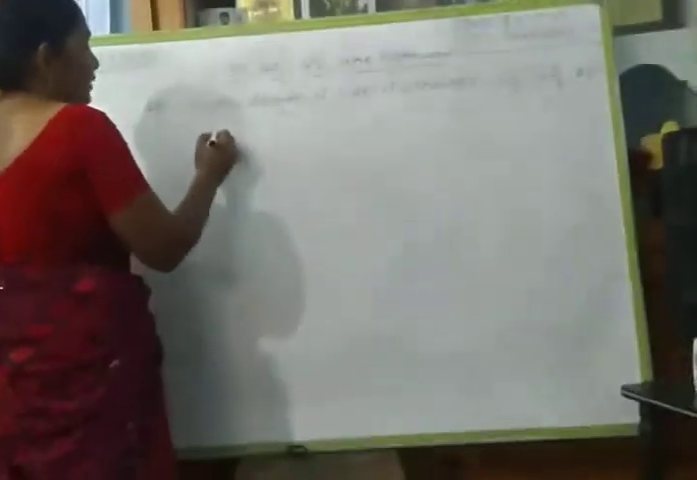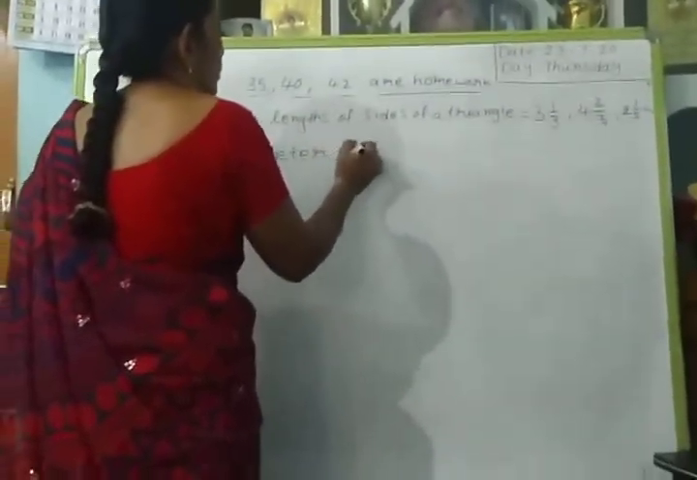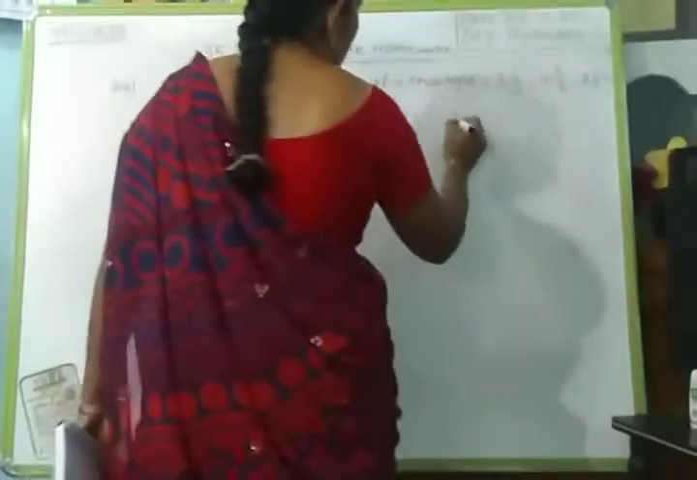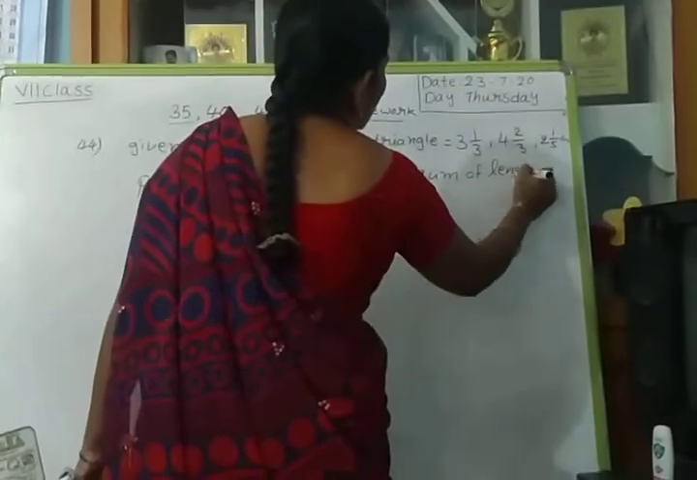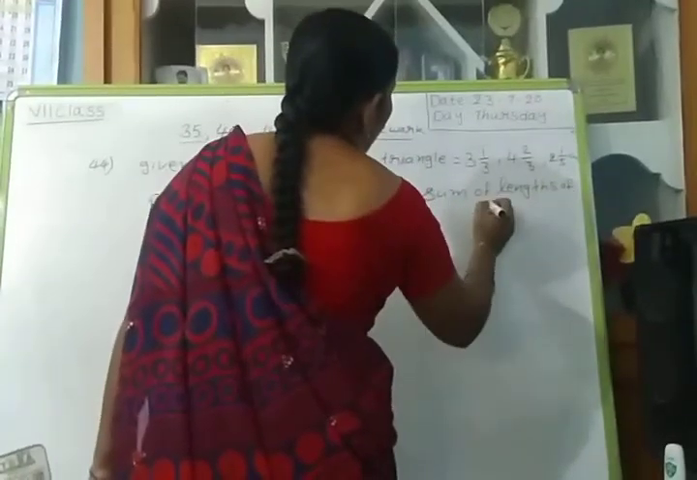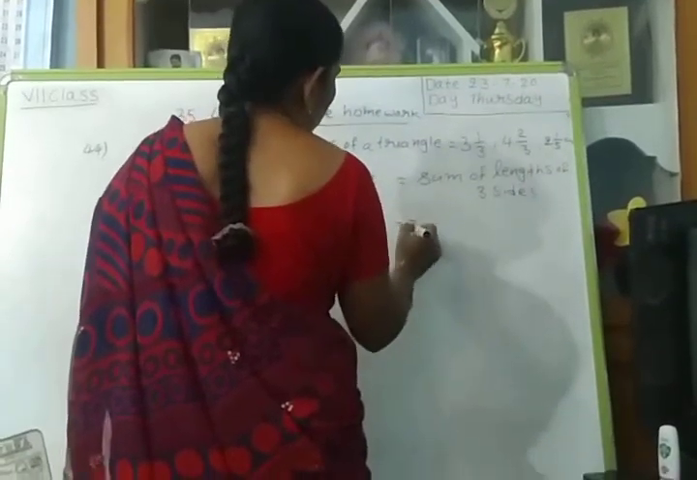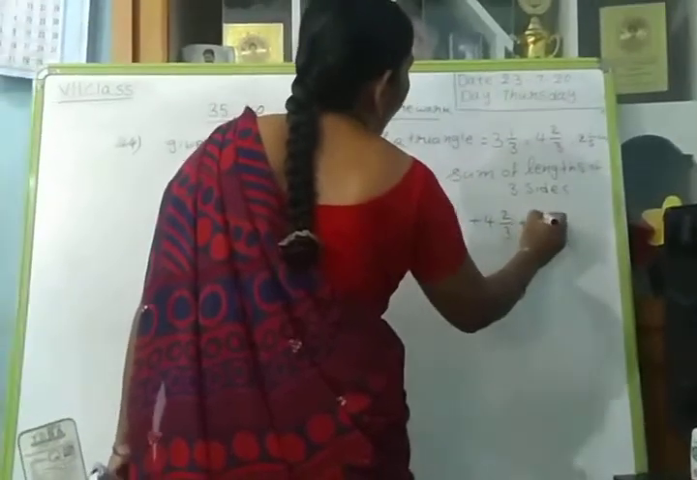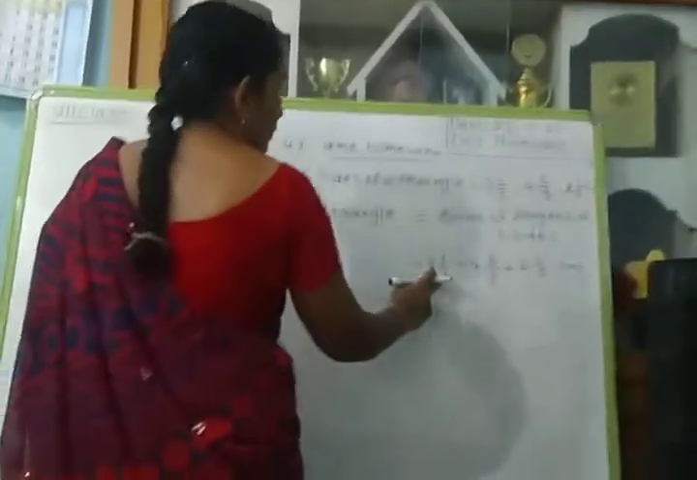What do we have to find? The perimeter of the triangle. If they give the lengths of 3 sides, what is the perimeter formula? The sum of the lengths of the 3 sides of a triangle. So we have to add 3 1/3 plus 4 2/3 plus 2 1/5 centimeters.